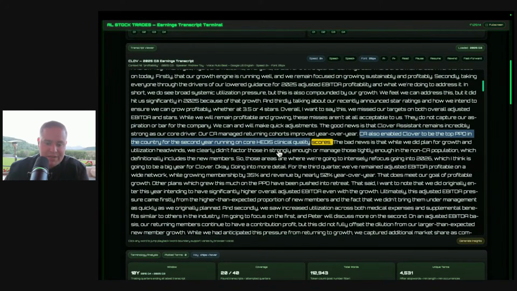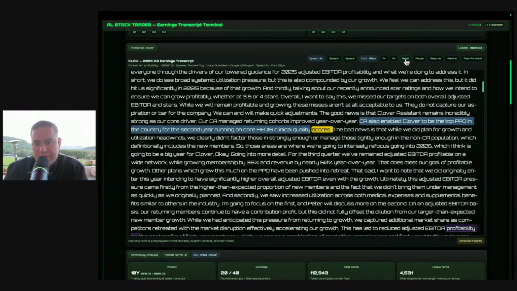Healthcare obviously has a human aspect and a human quality, and it usually takes time for these things to show up, especially if you want to do them correctly. Let's go ahead and continue reading. But the big thing here is it's the top HEDIS clinical quality plan in the nation.